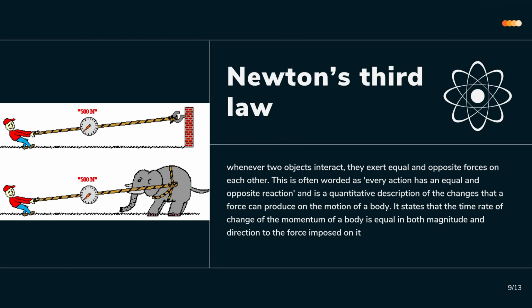Newton's third law. Whenever two objects interact, they exert equal and opposite forces on each other. This is often worded as every action has an equal and opposite reaction. It states that the time rate of change of the momentum of a body is equal in both magnitude and direction to the force imposed on it. And this picture represents the elephant and the man, and how there are forces between them.